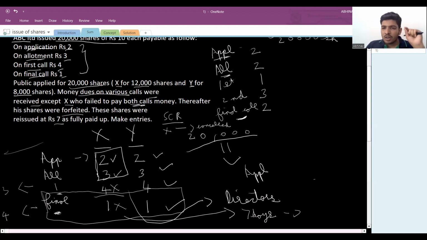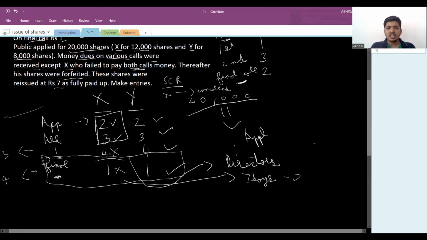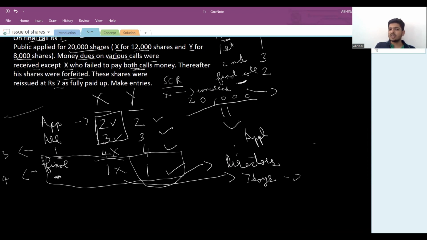Now, wait, while doing the entries, it'll become much more clear. But I'm just providing you basic clarity right now, because while doing the entry, it'll become easier for you to understand. Now, these shares were reissued at rupees 7 as fully paid up. Now, what does this mean? Here I'm telling I cancel the shares of X. So I cancel the name of X from the register. So 12,000 of his shares were canceled. X, who was considered a part owner of 12,000 shares before, since he didn't pay two installments, his name was cancelled. That means the 12,000 shares of which he was a part owner, now he's not a part owner. So this 12,000 share is remaining with the company still.